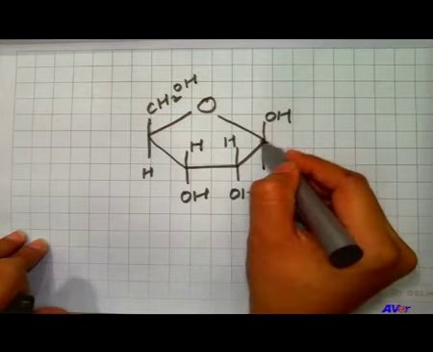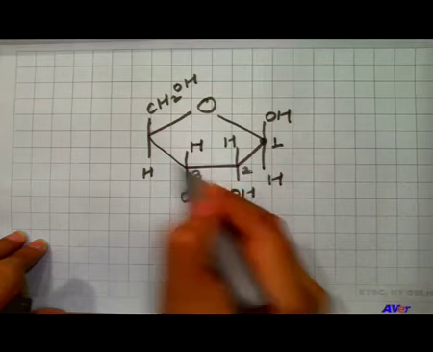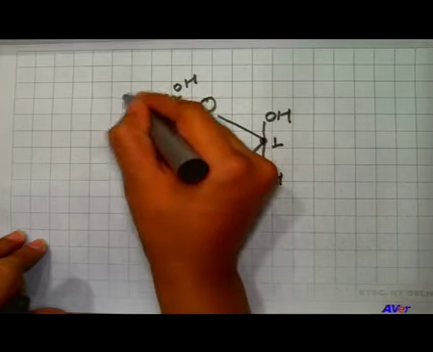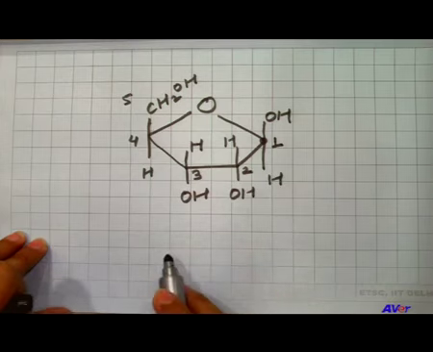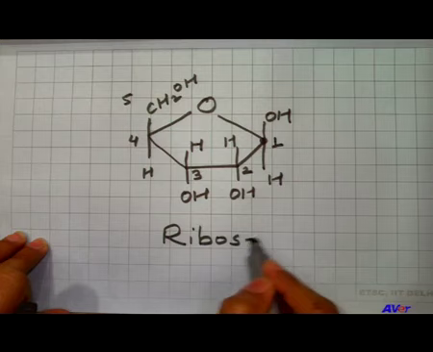If we talk about the number of carbon, here the first carbon, second, third, fourth and fifth. So, this particular carbohydrate is a ribose sugar which is found in RNA.